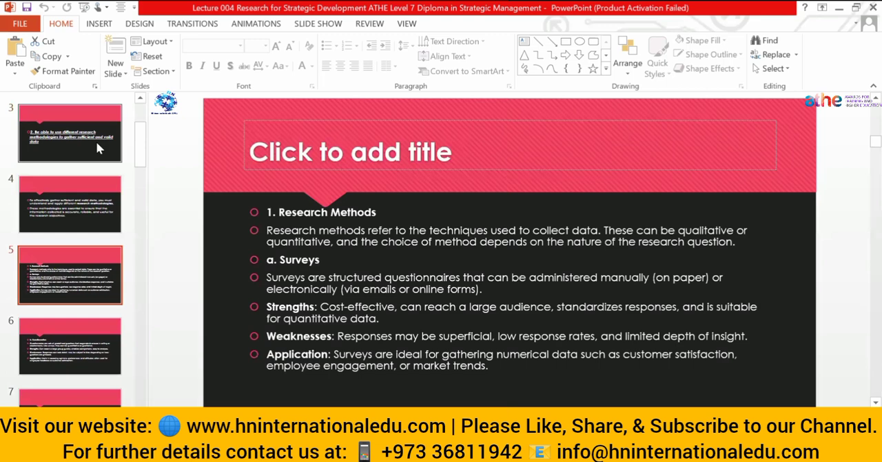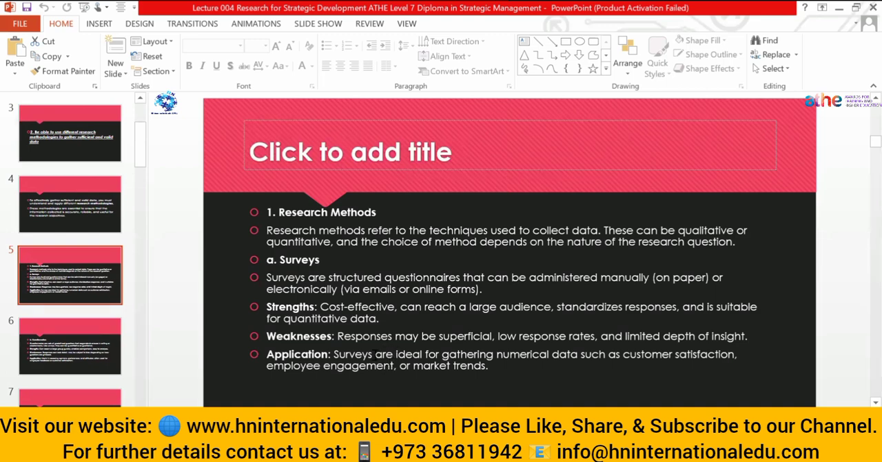The first part is research methods. Research methods refer to the techniques used to collect the data. That is, all those steps which are required in collection of the data are known as methods for research. These can be qualitative or quantitative. That is, one refers only to the quality, and the next one refers to the quantity in numerical form. And the choice of method depends on the nature of the research question. We also discussed in LO1 the research questions too.